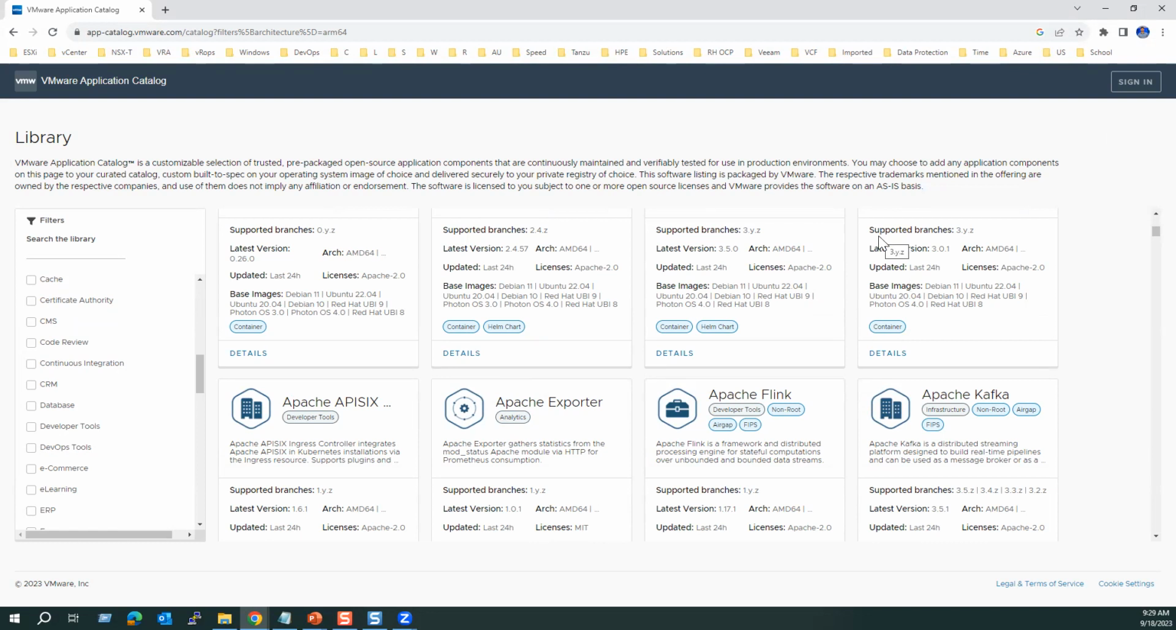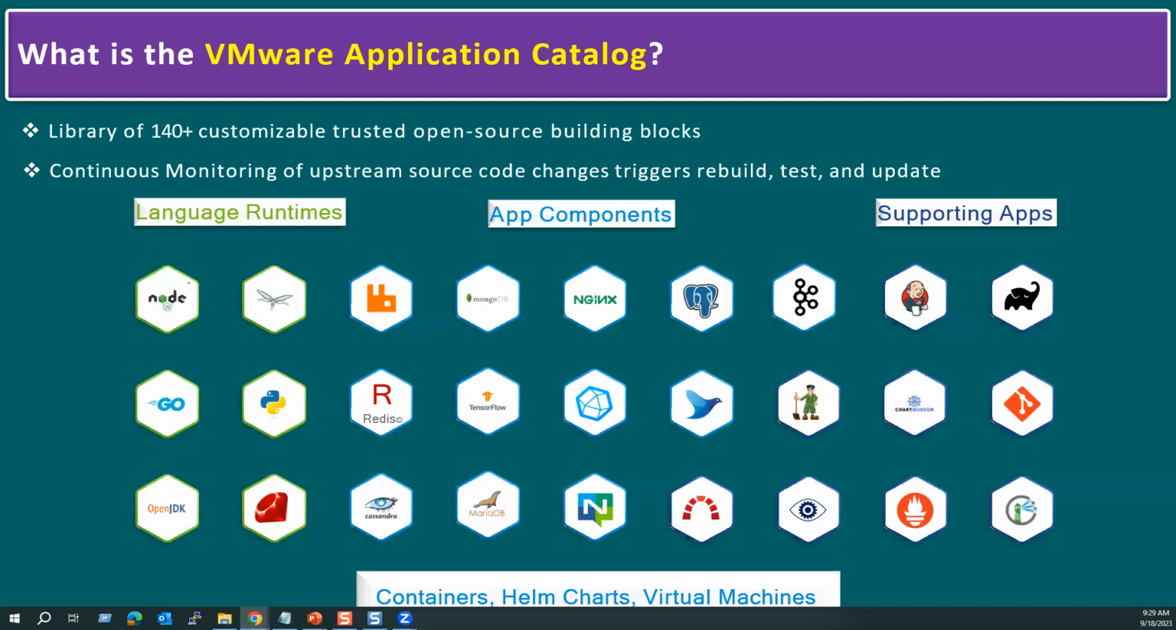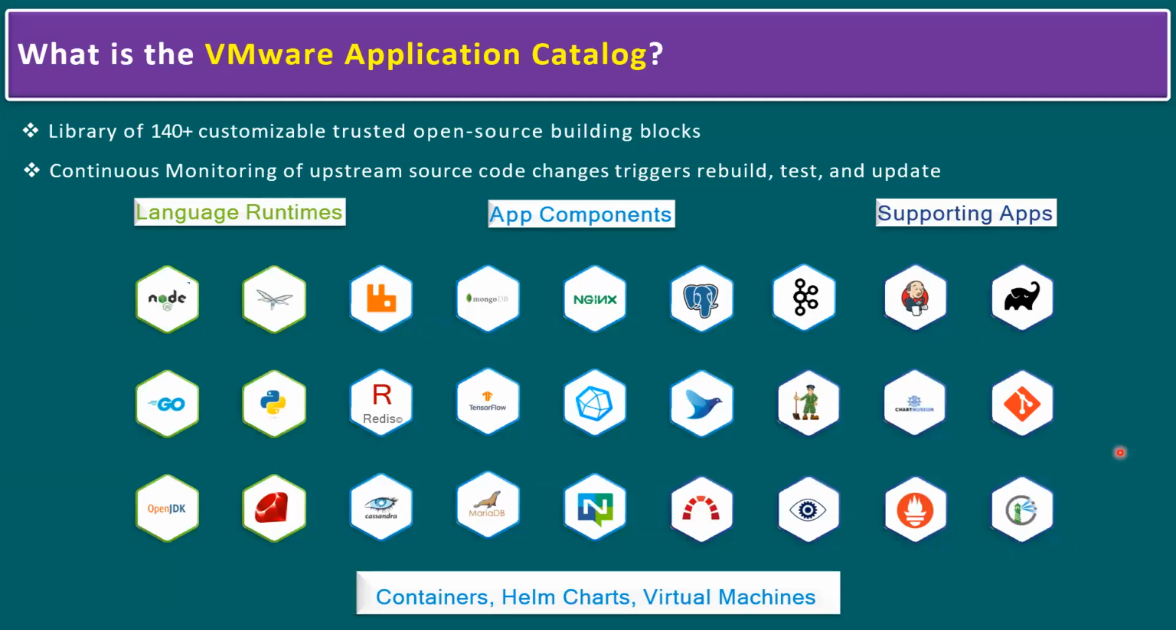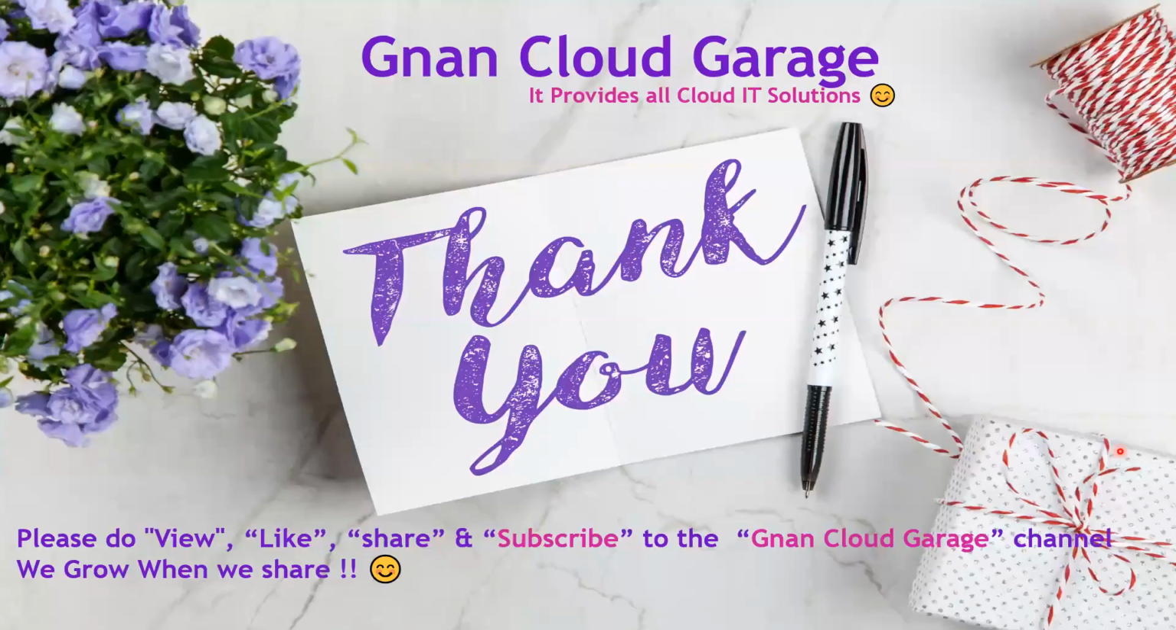Hope you understand the importance of VMware Application Catalog. As we are aware, VMware Application Catalog is the enterprise version of the Bitnami catalog for production use cases. That's it. Thank you.